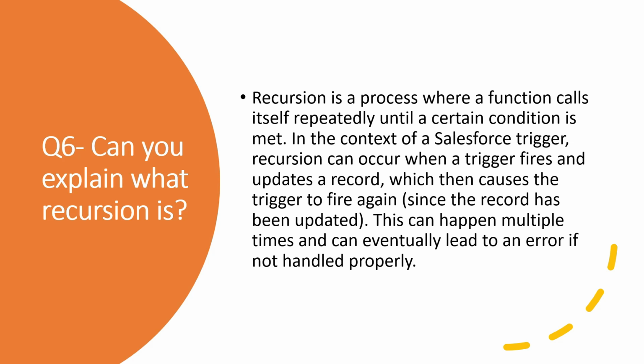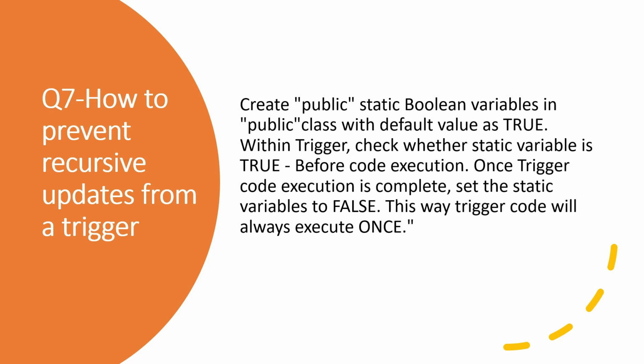Can you explain what recursion is? Recursion is a process where a function calls itself repeatedly until a certain condition is met. In the context of a Salesforce trigger, recursion can occur when a trigger fires and updates a record, which then causes the trigger to fire again. Since the record has been updated, this can happen multiple times and eventually lead to an error if not handled properly.